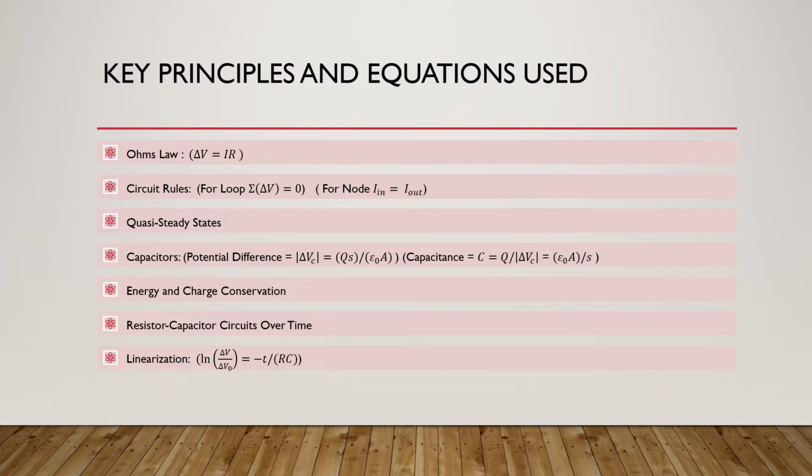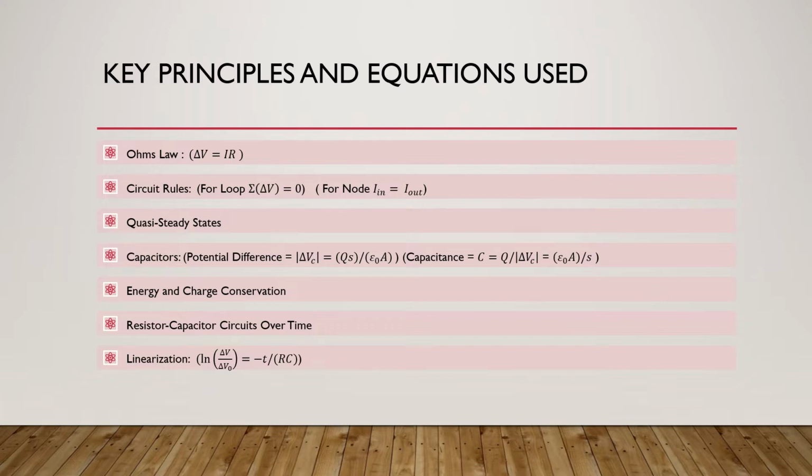To begin, we'll go over some of the key principles and equations used throughout the experiment and the lab. First is Ohm's law, which is delta V equals IR, I being current, R being resistance, and V being voltage. Circuit rules: for a loop, the total delta voltage is equal to zero, and also the node rule, which is the current in is equal to the current out. We'll also be using quasi-steady states just to keep all of this actual.